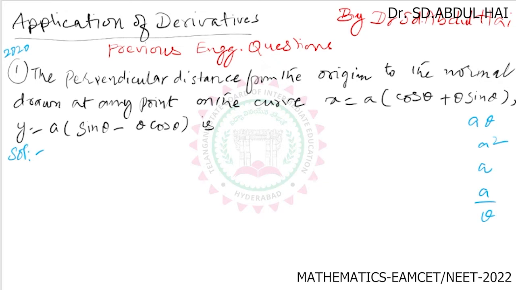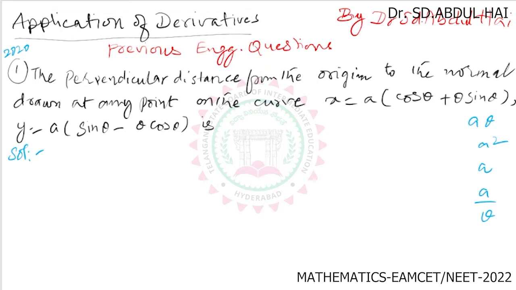So first of all you try to understand the question, what he says: the perpendicular distance from the origin to the normal. It means that we have to find the equation of normal, and after finding the equation of normal, we have to find the perpendicular distance. Basically here there are two curves in terms of theta, so we have to apply parametric differentiation. Is it clear?